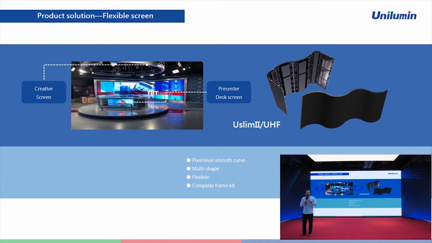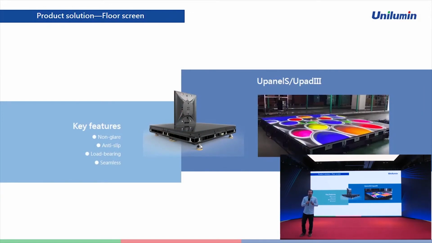Support creative image, and we provide a complete frame kit, making the flexible screen installation way simpler than ever. About the floor screen, we use different products for different pixel pitch. UPET 3 for 2.6 pixel pitch, U-Panel S for pixel pitch below 2.6, such as 1.5 or 1.9. The key features are non-glare, anti-slip, load-bearing, and seamless floor effects.